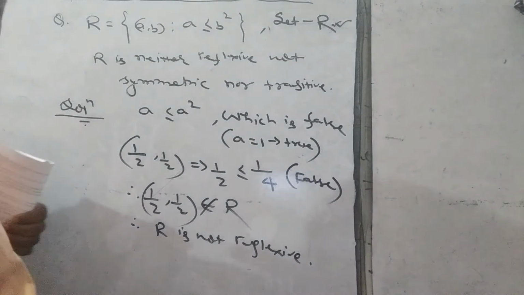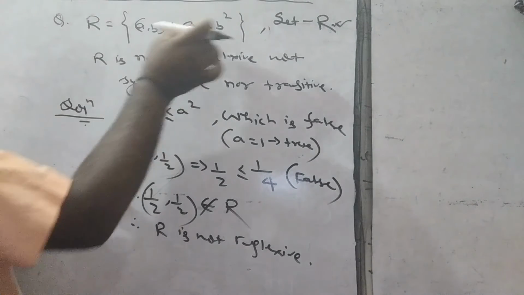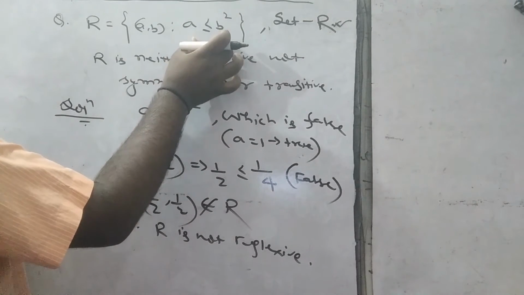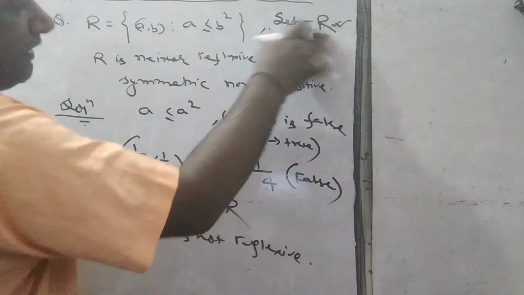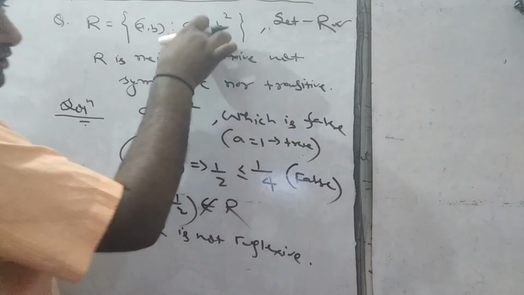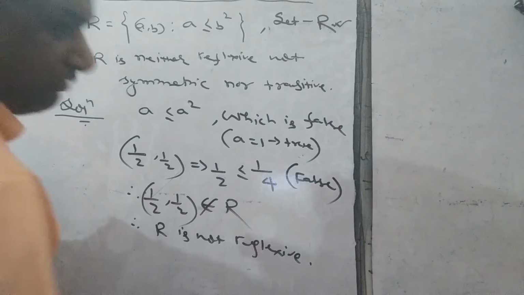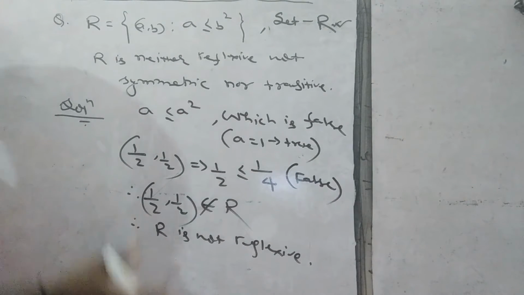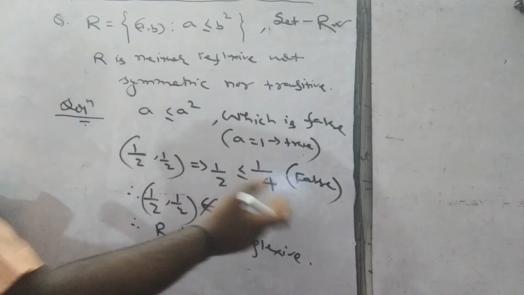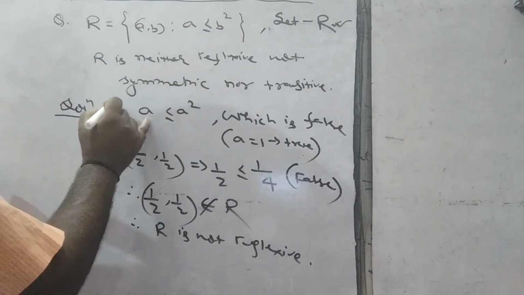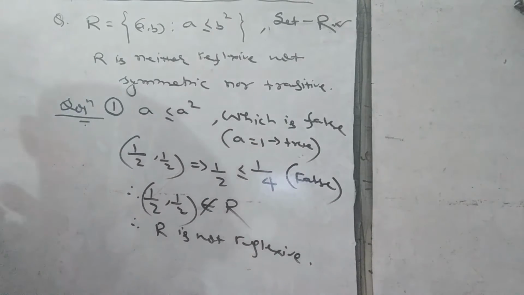What we always do wrong is that we always consider natural numbers like 1, 2, 3, 4, 5. Since the set is the real numbers, we can go for fractions also, like 1/2, 1/3, 1/4. And there you can see that for fractions the reflexive relation is not satisfied. So this is for the reflexive one.